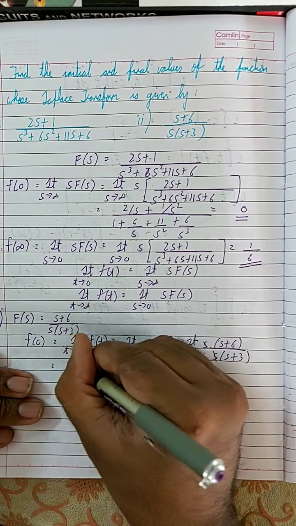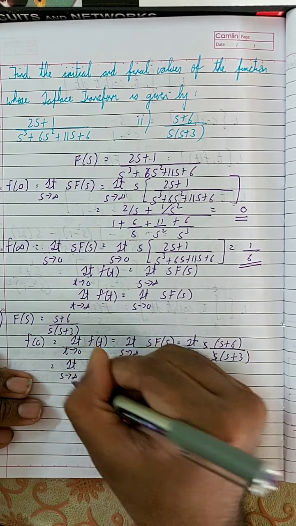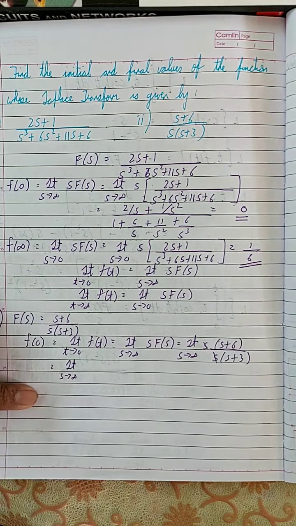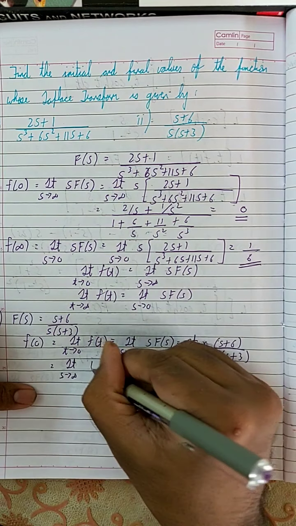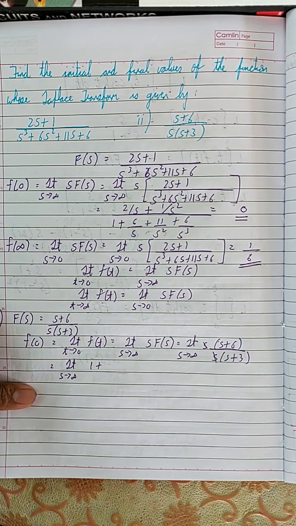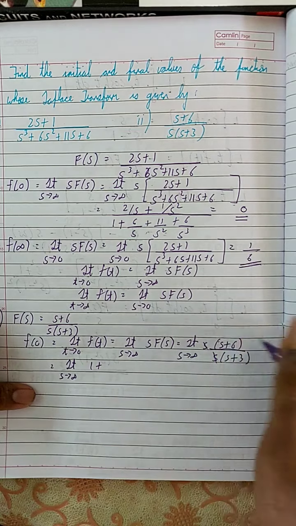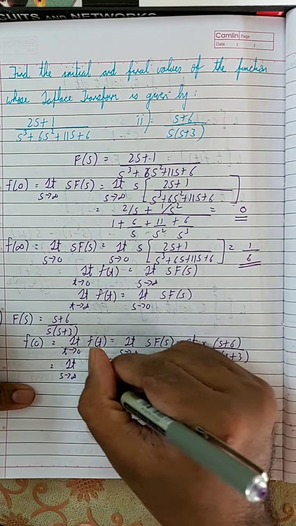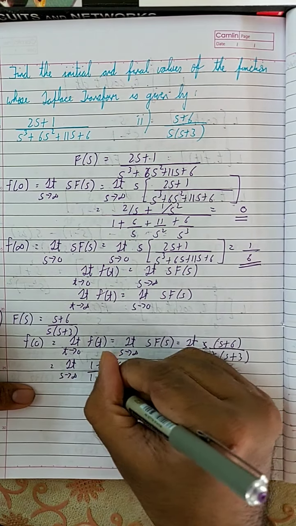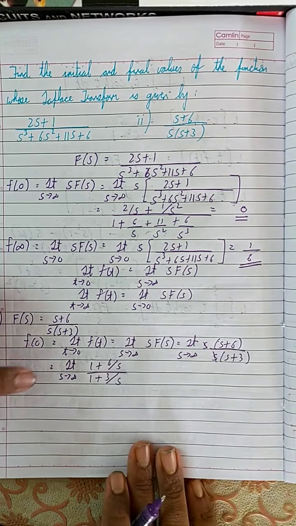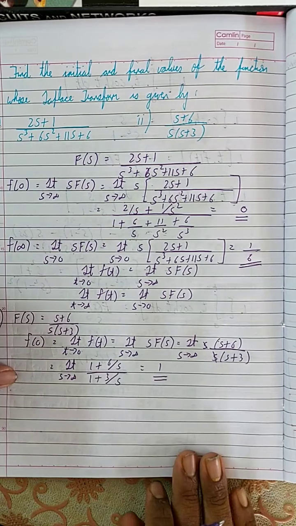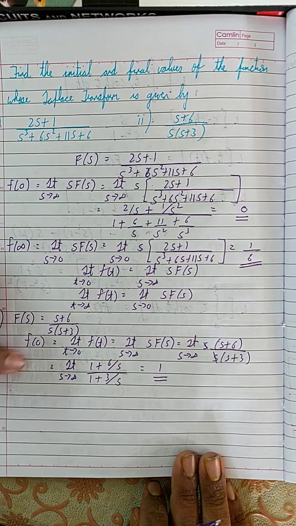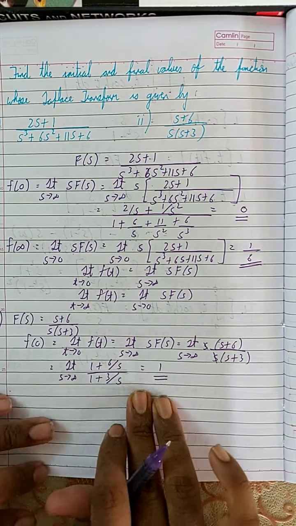So this will become limit as s tends to infinity of 1 plus 6 by s over 1 plus 3 by s, which is equal to 1. So there we found the initial value. Now I'm going to find the final value.